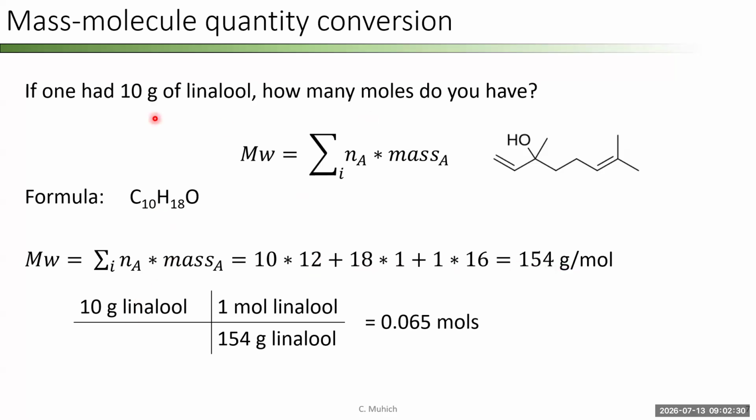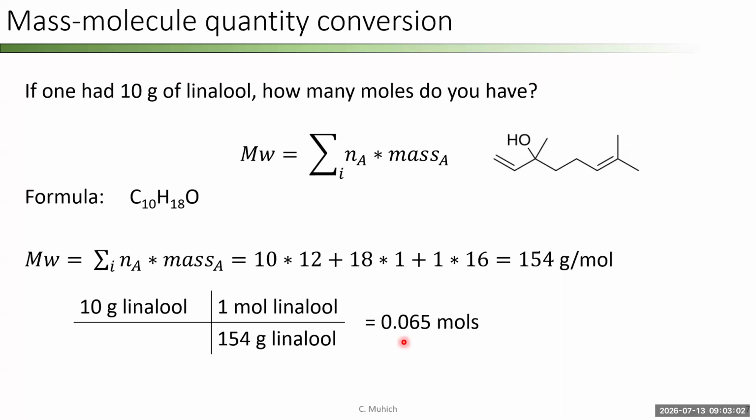Now I just need to convert my 10 grams of linalool to moles. I can do this crosshatch method of unit conversion where I put the units so that they alternate, right? So I have 10 grams of linalool, 154 grams of linalool per mole, right? The grams are going to cancel out. I do out the math, and this gives me 0.065 moles of linalool.